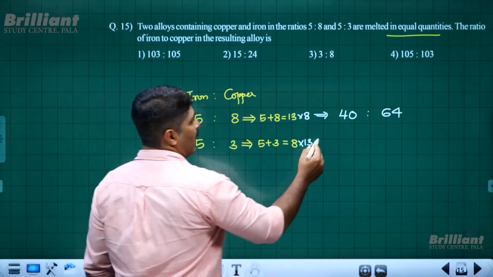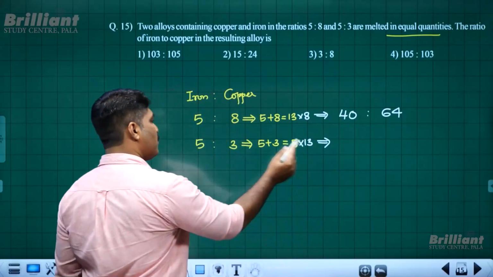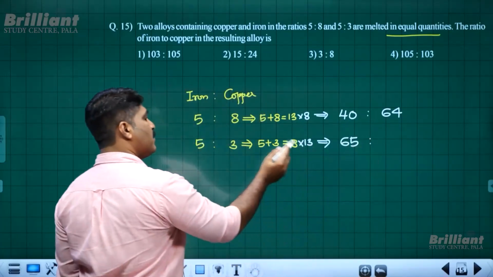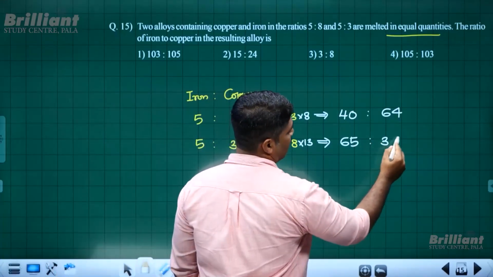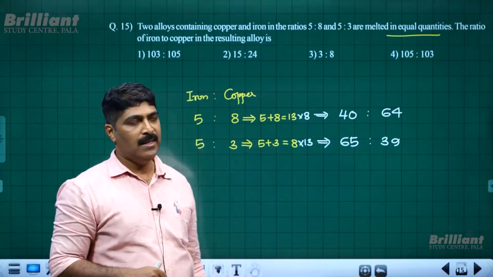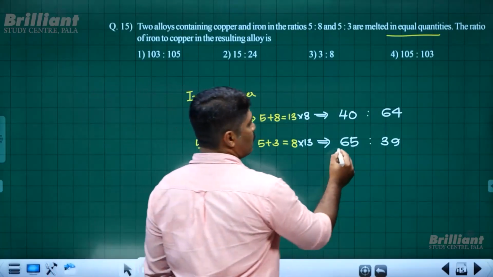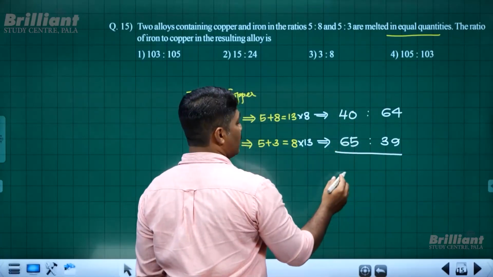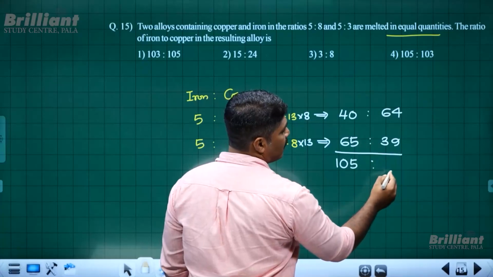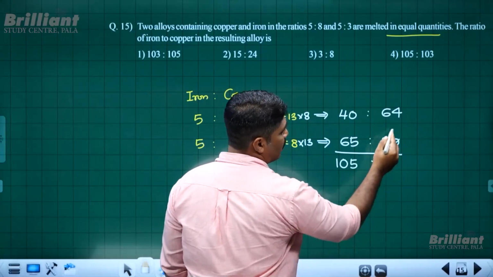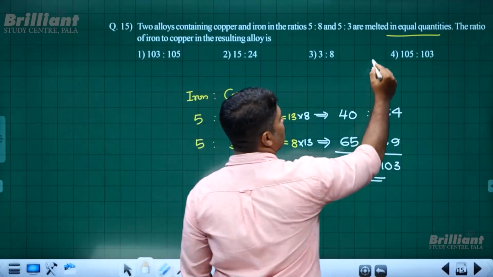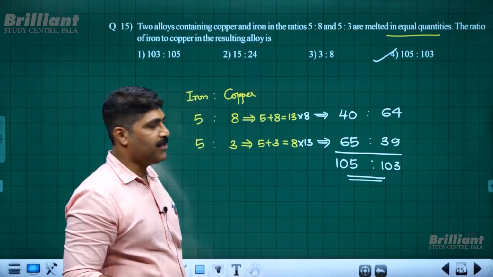Similarly, in the second alloy, what happened? This is 13 into 5, that is 65. And this is 13 into 3, that is 39. So now we took both the alloys in equal quantities. Then combine it together. What are the quantities here? 40 plus 65 is 105. And 64 plus 39 is 103. So the answer is 105 is to 103. So this answer is option 4.